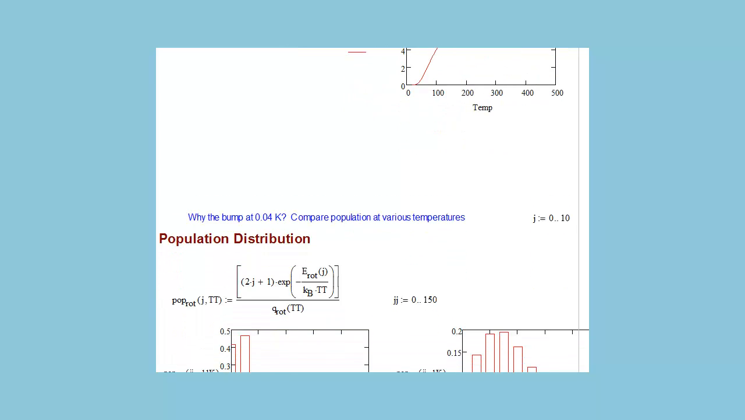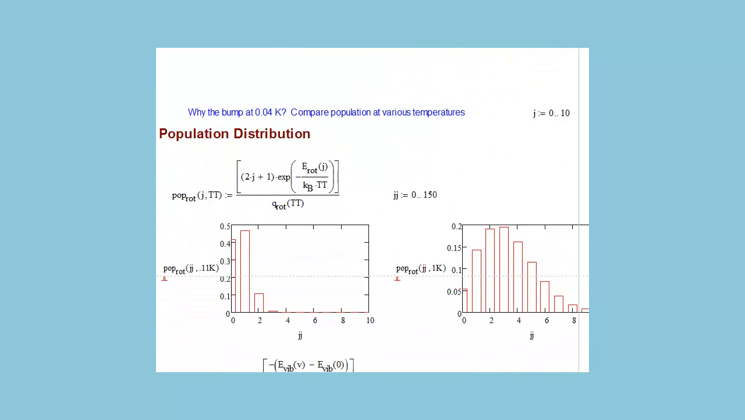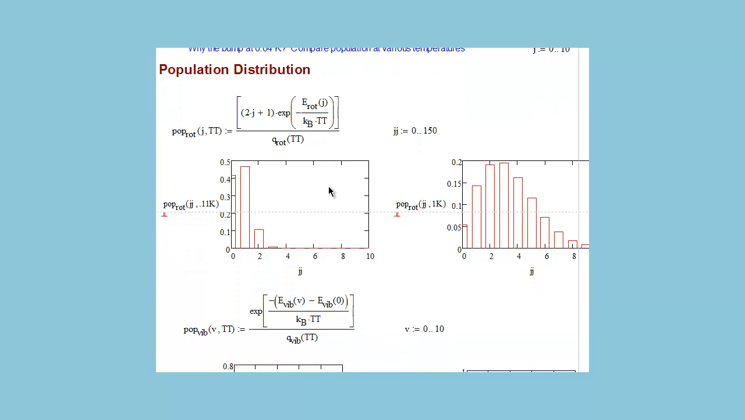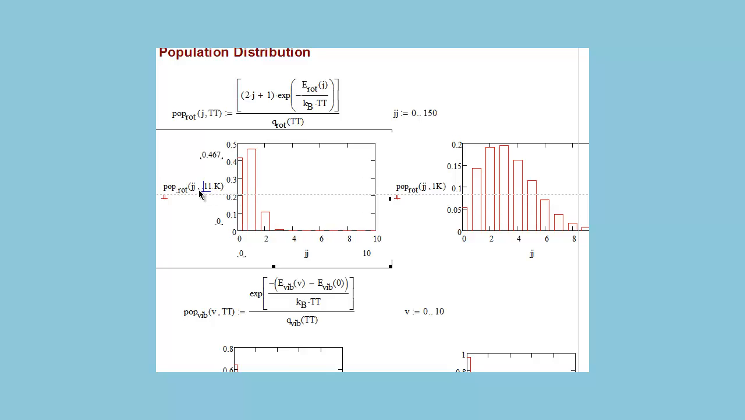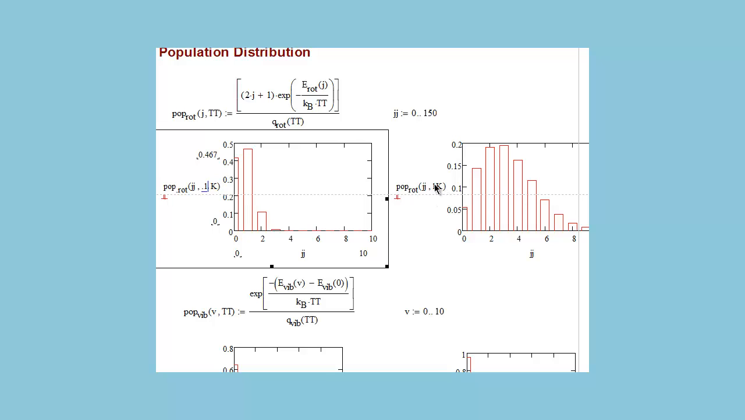Okay, let's move down and see what's going on. Let's take a look at the population distribution for rotational energy. It's just equal to the Boltzmann expression, the exponential of the rotational energy divided by kT, over Q, the partition function. And we can plot it as a function of the J quantum number. I've done it for very small temperatures, 0.1 Kelvin and 1 Kelvin.